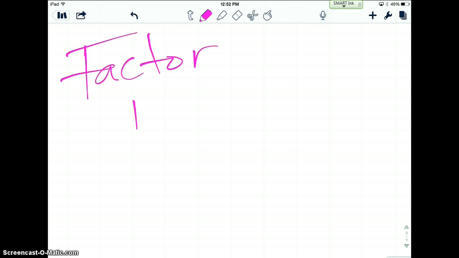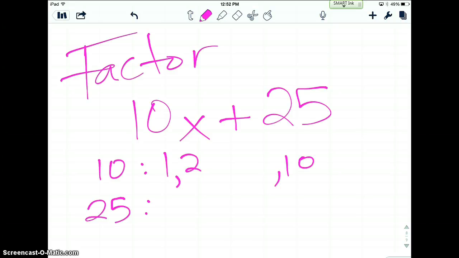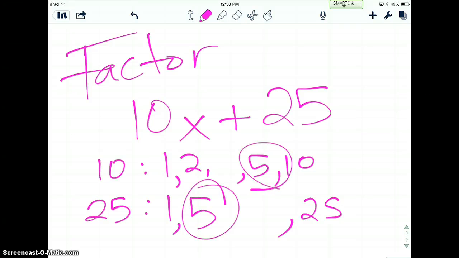Okay? Alright, because I have time, 1 more minute, we're going to do one more factor problem. So let's factor 10x plus 25. We're splitting it up. So I need to write out the factors of 10 and the factors of 25. Factors of 10: 1 times 10, 2 times 5, 3, no. Okay, 25: 1 times 25, 2 times, no, 3 times, no, 4, no, 5 times 5. And then it's done. So the greatest common factor is 5.